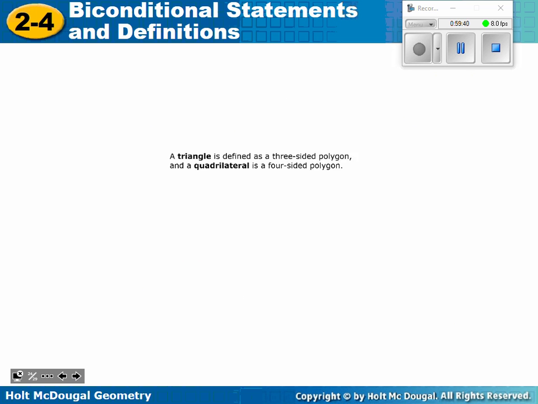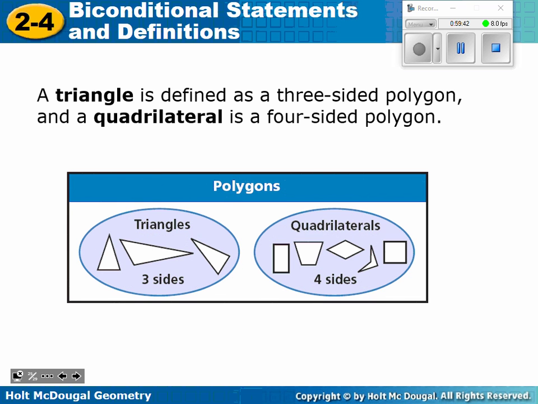Okay? And then the last definitions that you should have in your notes is what is a triangle and what is a quadrilateral. And I hope you know that a triangle has 3 sides and a quadrilateral has 4 sides. And they are all polygons, right? Yes. Okay.